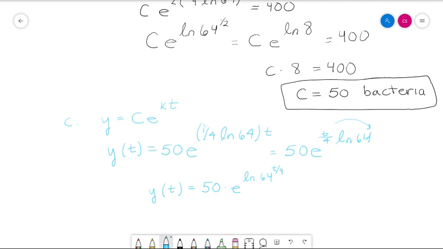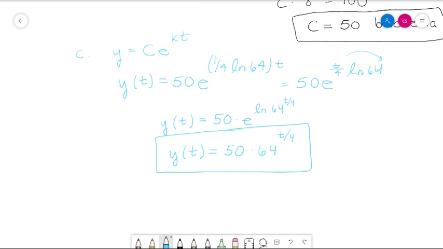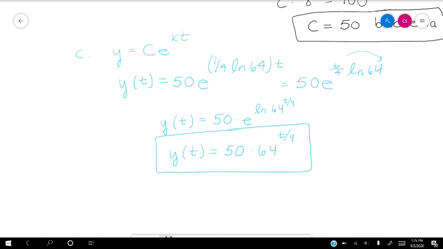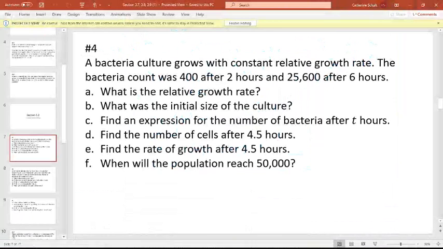All right, and then look at this. e and natural log are going to cancel for reasons we've said lots of times before. So 50 times 64 to the T over 4. All right, and then there's our exponential function. So lovely, right? I'll put that little box. That's part C. Okay, so now we have this model that's going to be an exponential model that will model the growth of our bacteria.